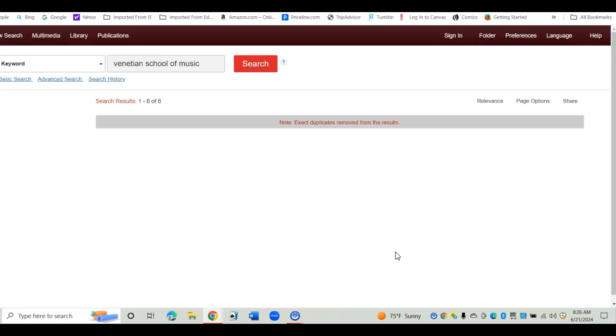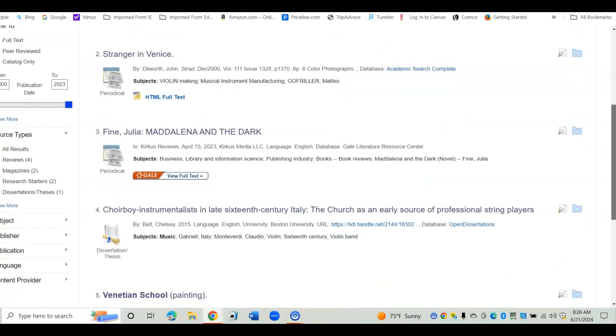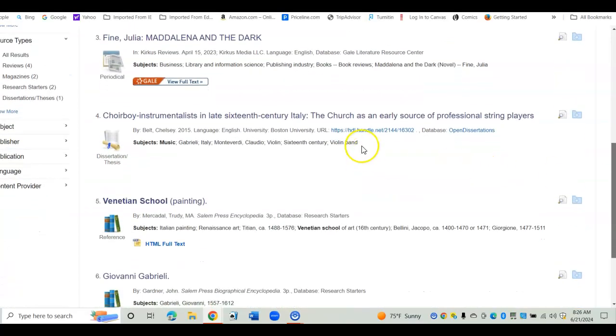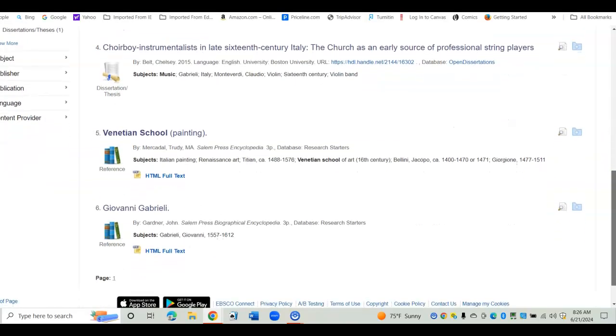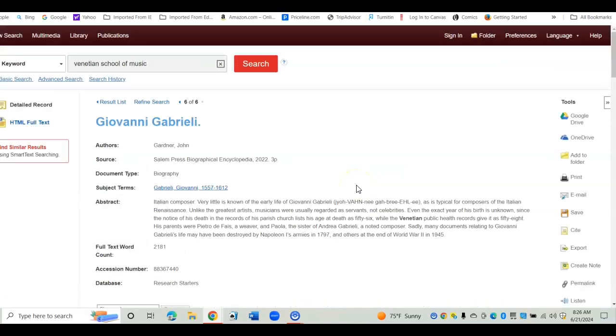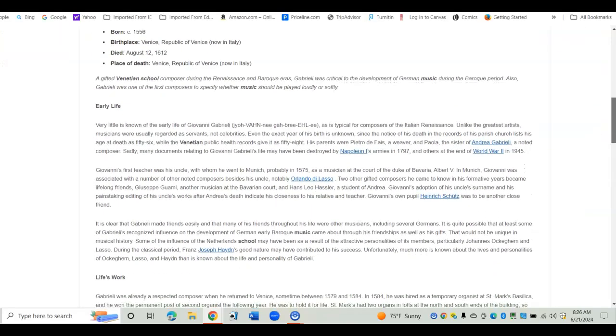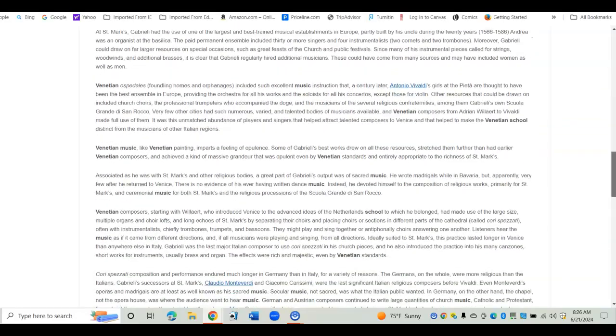And it will call up several different aspects for you. Here's the church as a source of early traditional style. Venetian School, this is about the School of Painting. If you want to look at that one, that's an important aspect you can look at. And then here's one about Gabrielli. So the Venetian School of Music and the Venetian School of Art, you have both of those. But this is about Gabrielli, where you can look at details about him, the idea about a Venetian school composer, and what he was like, and what he did, and how he fits in.